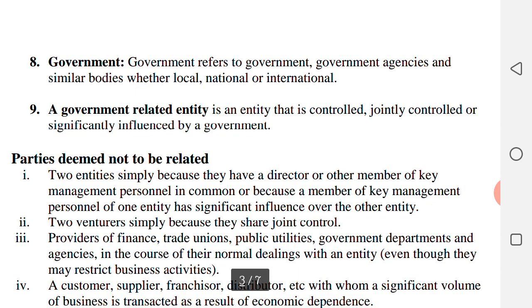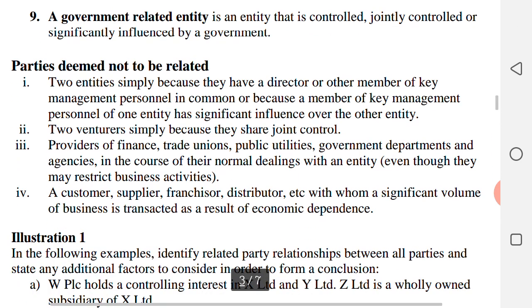According to this standard, don't apply definitions from your public sector accounting standards. According to IAS 24, government refers to government and government agencies and similar bodies, whether local, national or international. A government-related entity is an entity that is controlled, jointly controlled, or significantly influenced by a government.